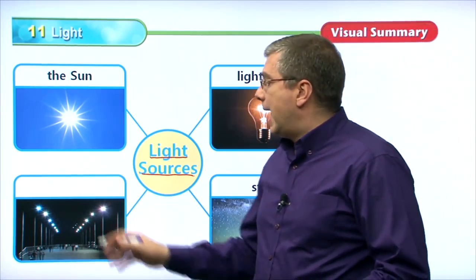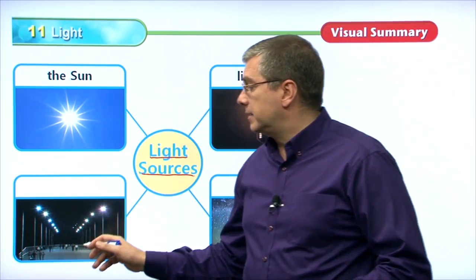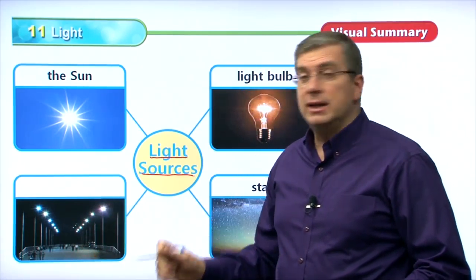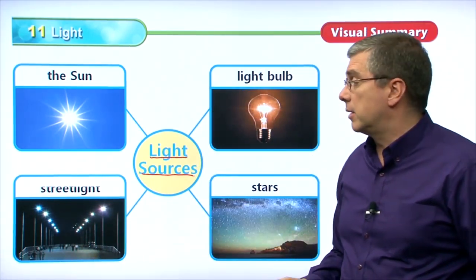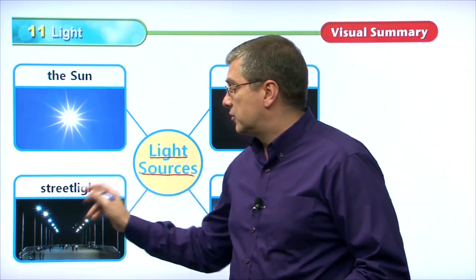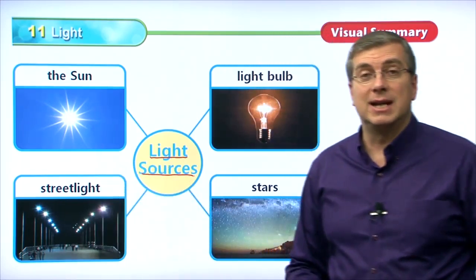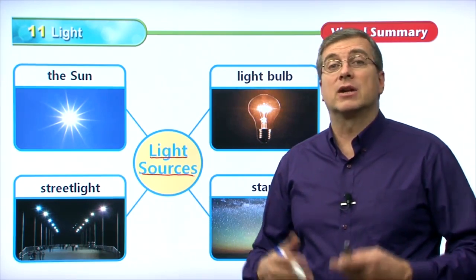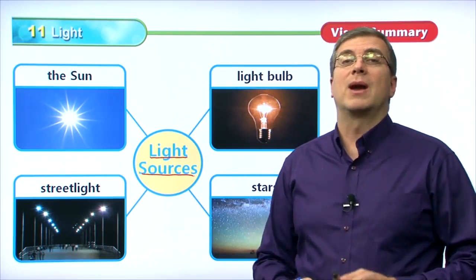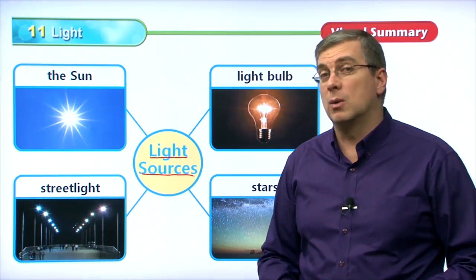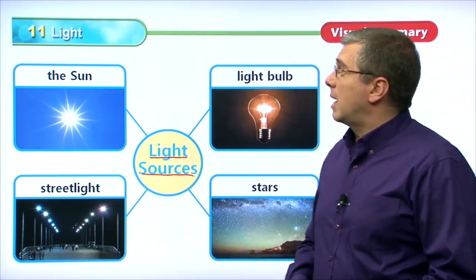Finally, over here, in the city at night, we can see on the side of the street, people will put up lamps, and we call those street lights. Street lights are a light source at night, especially in the city. It makes our cities safe, so we can move around, we can get around, we can see where we are going. Okay, so that wraps it up.